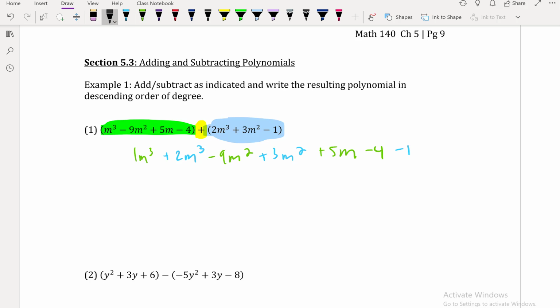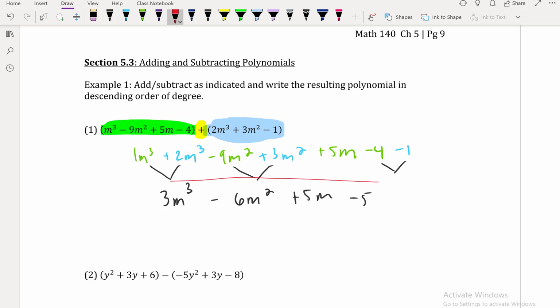So now I'm just going to be adding these together. So I have my 3m cubed. I have a negative 9 plus 3, which is a negative 6m squared. I have that positive 5m, and a negative 4 and a negative 1, which gives me a negative 5. And so that ends up becoming my final answer.